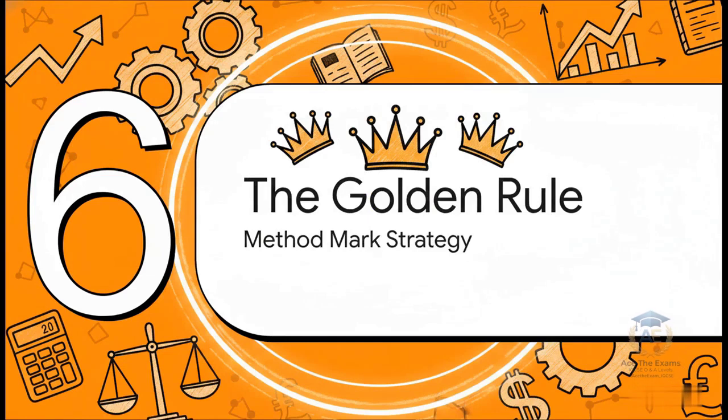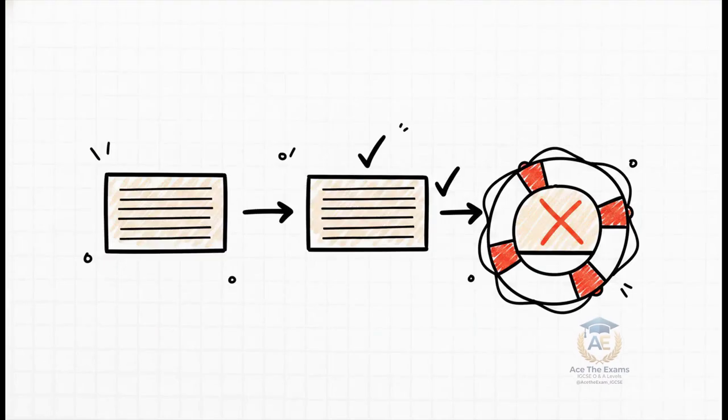All right, Section 6, this is it, the golden rule, the method mark strategy. If you remember absolutely nothing else from this explainer, you need to brand this next concept into your brain. Show your workings. I cannot stress this enough. Examiners are explicitly, passionately clear about this in their reports. Listen, let's be real, exam pressure is intense. You can make a terrible, panicked arithmetic error in the first 2 minutes of the exam, which completely throws off your final residual profit figure.